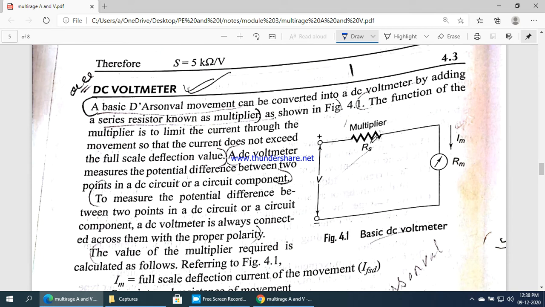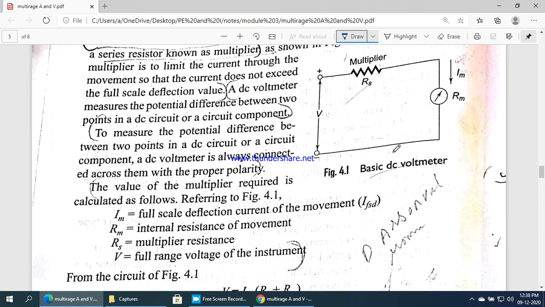But in the case of a DC voltmeter, the D'Arsonval movement can be converted into a DC voltmeter by adding a series resistor known as a DC multiplier. So we call it a multiplier. The working principle remains the same. Here we use this resistor to limit the current, and only one current will flow, unlike the previous case where there was a parallel branch with a shunt current, a D'Arsonval current and a total current. Here only Im, the full scale deflection current through the movement, flows. This is also called IFSD.